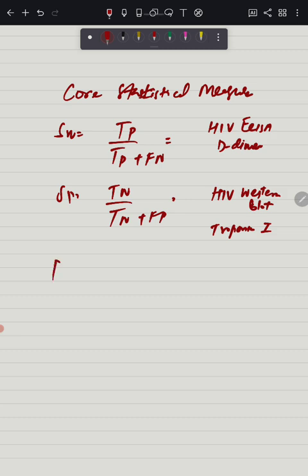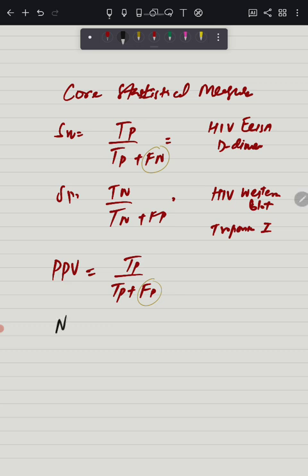Now positive predictive value. Its definition is the probability that a person with a positive test actually has the disease. The formula is true positive upon true positive plus false positive. So as you can see, what has changed is that false negative has now become false positive. The rest is the same. So this is the definition of the positive predictive value: the probability that a person with a positive test actually has the disease.